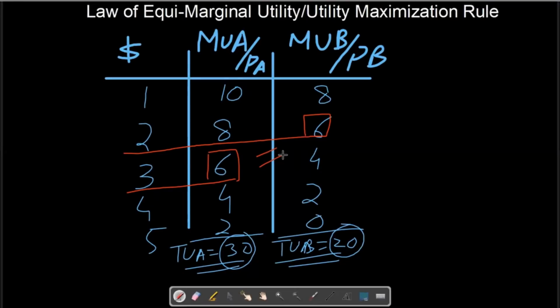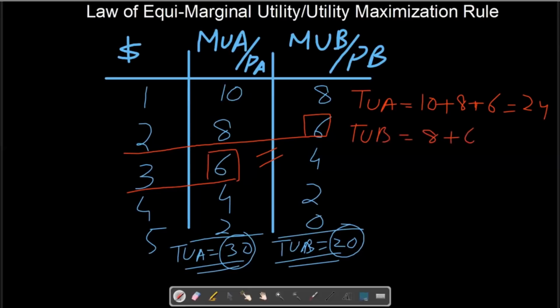Now we can try to prove whether his utility is maximized using this combination or not. If he spends $3 on product A, then the total utility from product A for $3 would be 10 plus 8 plus 6, and this is equal to 24. And if he spends $2 on product B, then the total utility from product B would be 8 plus 6, that is equal to 14. And his total satisfaction from product A and B is 38 units.